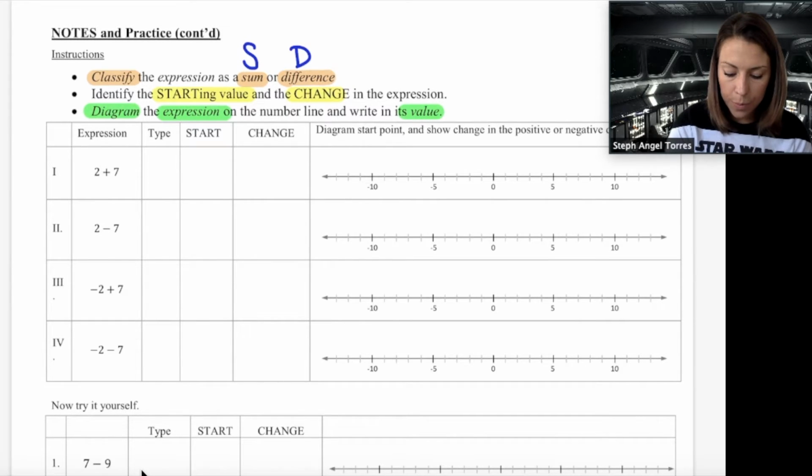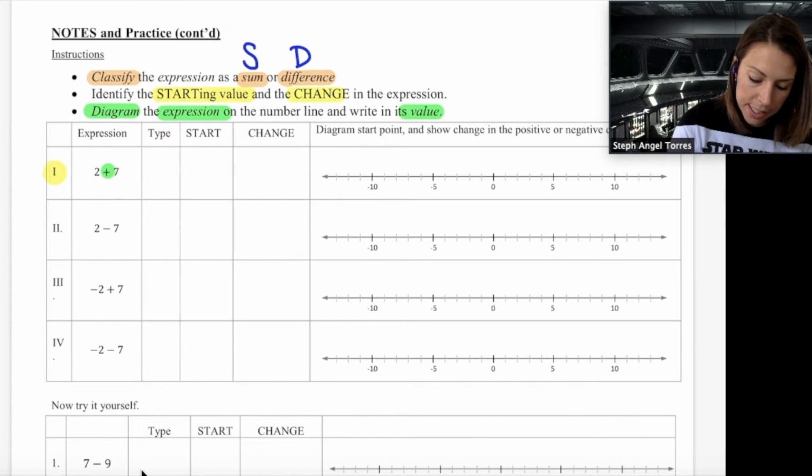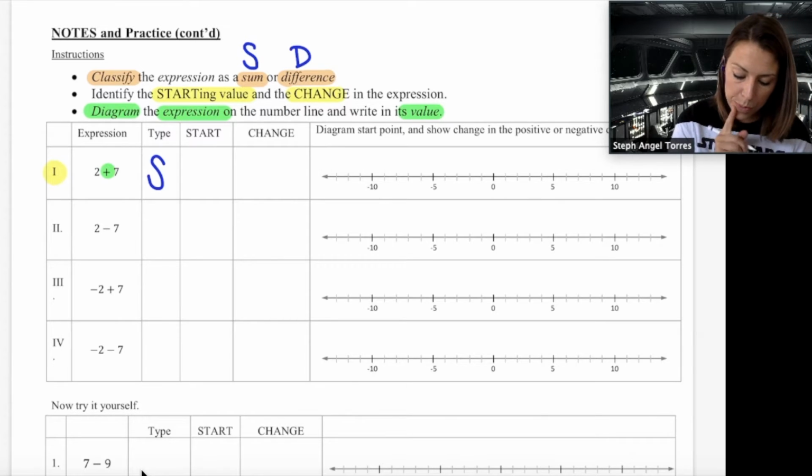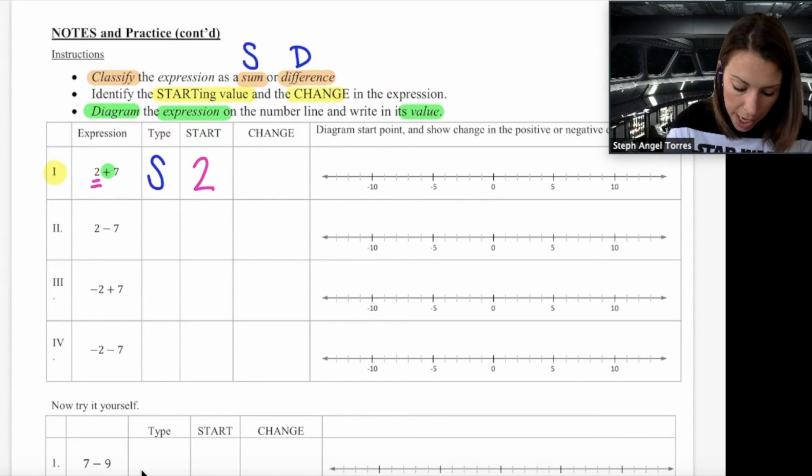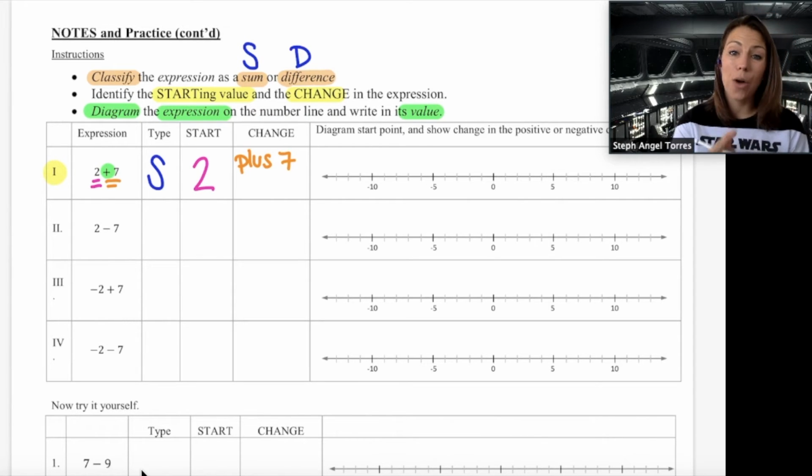So number 1, Roman numeral 1, 2 plus 7. Because I'm saying the word plus, this is a sum. The starting value, it appears here, is 2, because that's the first number I said, and the change is plus 7. Notice how I am writing out the actual words that I'm saying, plus 7. And to add positive 7 means I'm adding positive value, and I'm heading to the right. I like to put that in there because I like to keep in mind where I'm going.